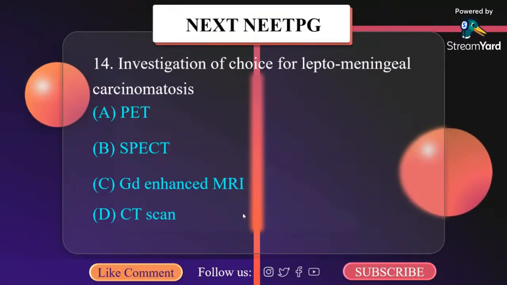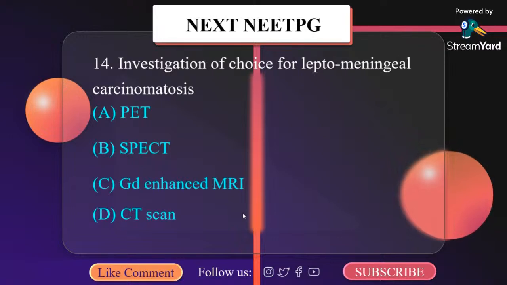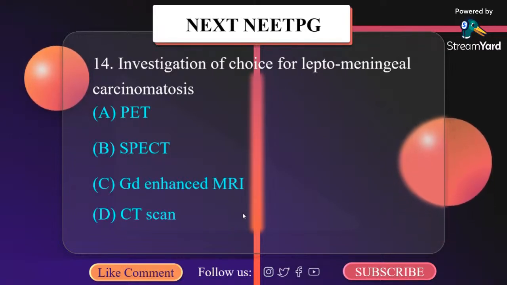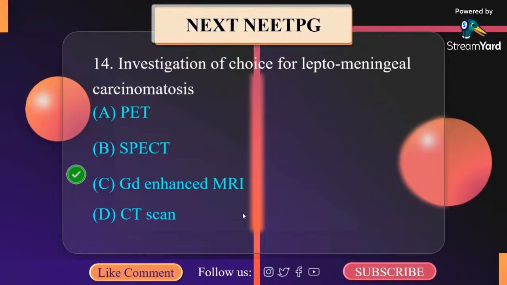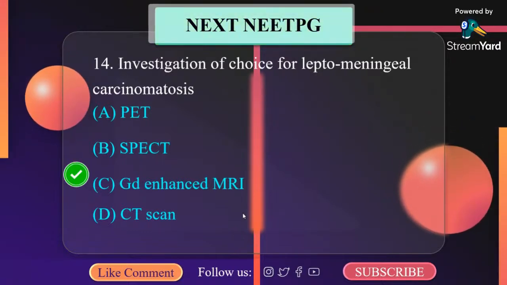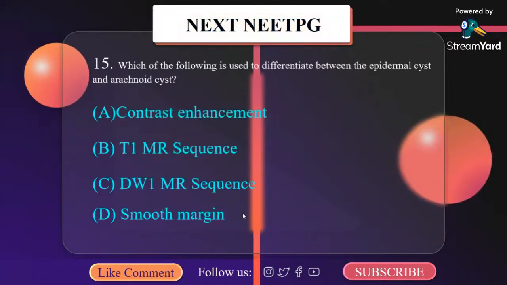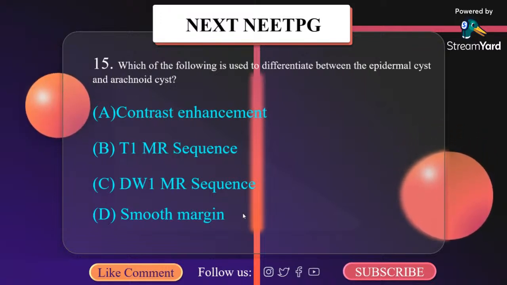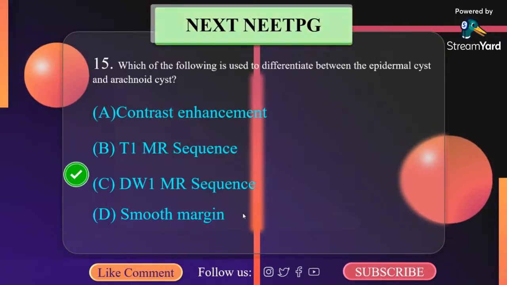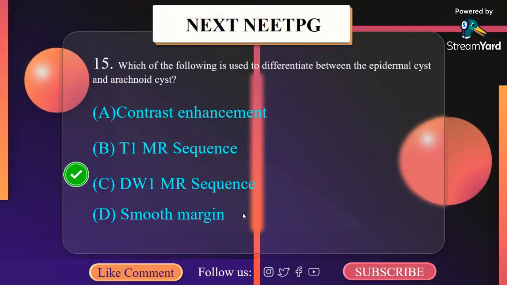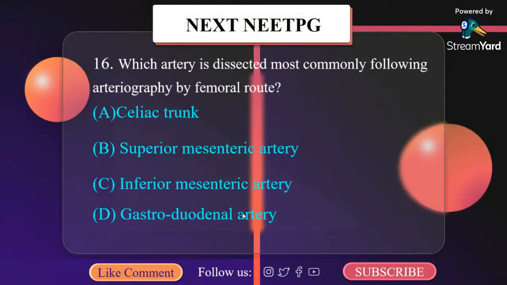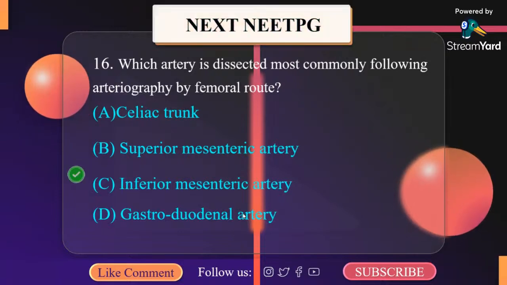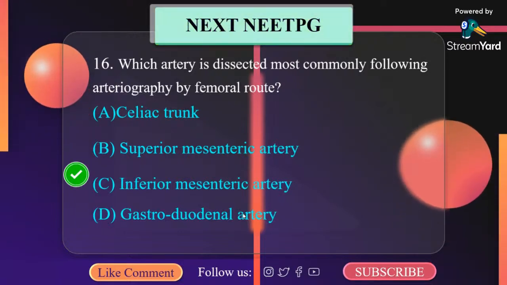Investigation of choice for leptomeningeal carcinomatosis is A. PET, B. SPECT, C. gadolinium enhanced MRI. The correct answer is gadolinium enhanced MRI. Which of the following is used to differentiate between epidermal cyst and arachnoid cyst? It is DWI MR sequence. Which artery is dissected most commonly following arteriography of bifemoral route? It is the inferior mesenteric artery.